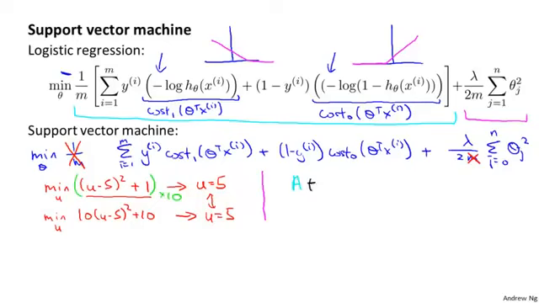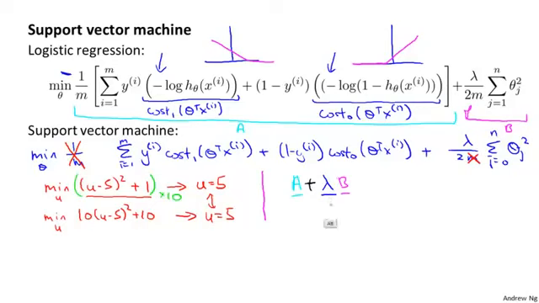We controlled the trade-off between these by saying we wanted to minimize A plus lambda times B, where lambda is the regularization parameter. I'm using A to denote the first term and B to denote the second term, without the lambda. By setting different values for the regularization parameter lambda, we could trade off the relative weight between how much we want to fit the training set well, that is minimizing A, versus how much we care about keeping the values of the parameters small, which is B.